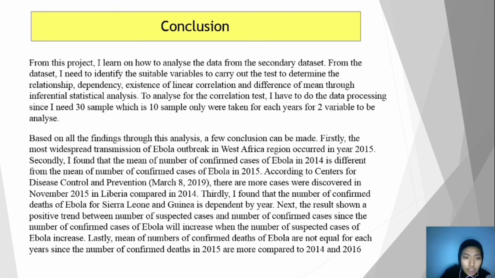Secondly, I found that the mean number of confirmed cases in 2014 is different from the mean number of confirmed cases in 2015. And next, the results show a positive trend between the number of suspected cases and the number of confirmed cases. Lastly, the mean number of confirmed deaths is not equal for each year since the number of confirmed deaths in 2015 is more compared to 2014 and 2016.